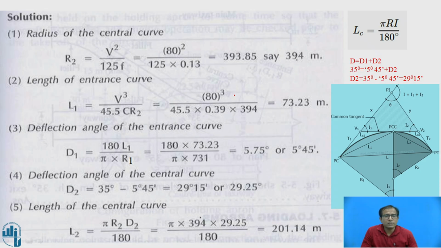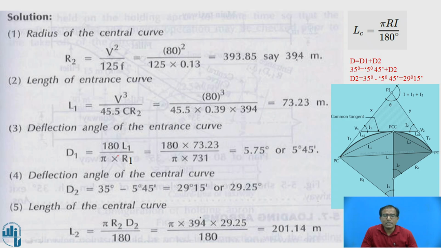For the central curve, taken as R2, the radius is given by V square by 125 f, where V, the speed of the aircraft, is 80 kmph, and f is 0.13. With that we have got 394 meters as the radius of the central curve. Entrance curve length is V cube upon 45.5 C into R2. Here the R2 value is 394 meters and C is taken as 0.39, and with that we have got 73.23 meters as the length of the entrance curve.